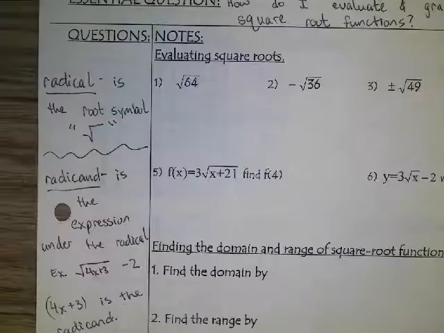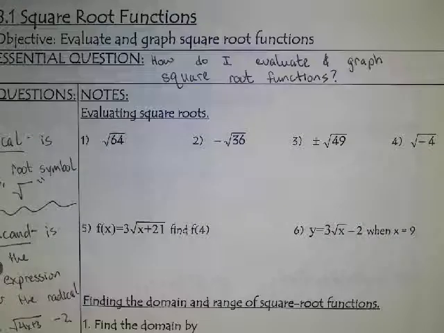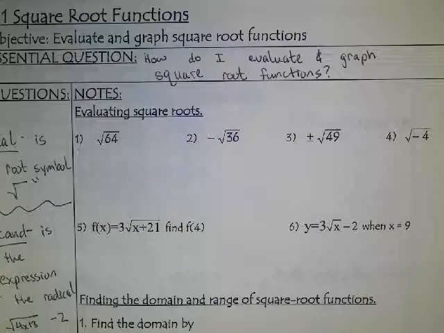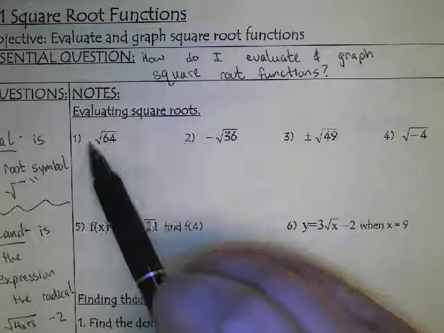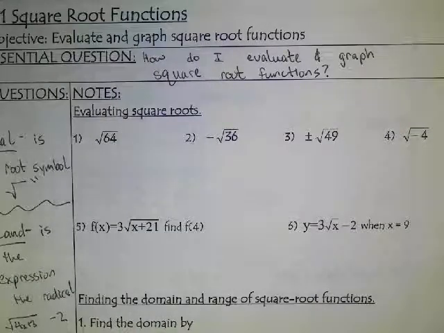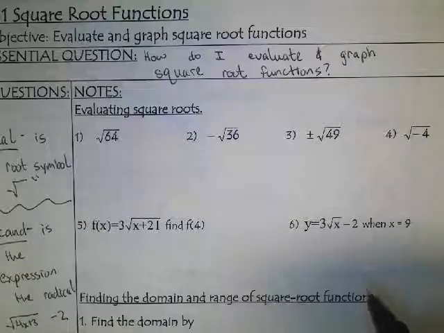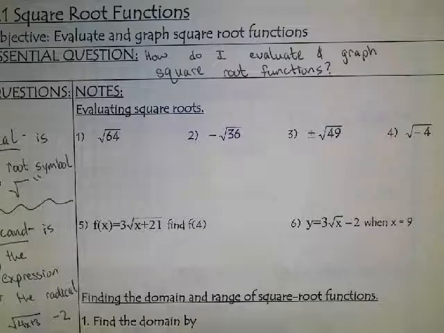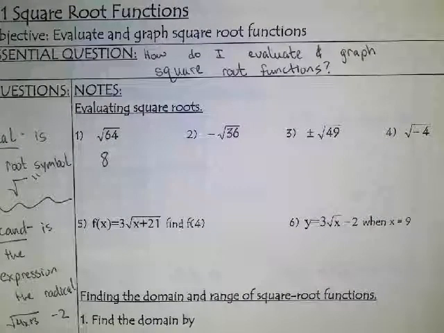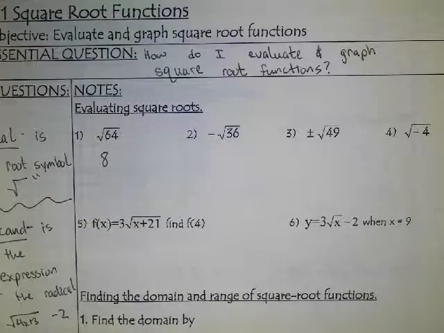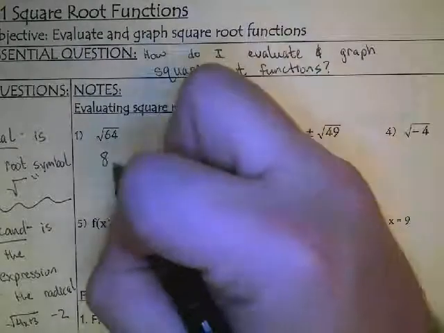Okay. Now that we have those definitions, let's dive in. So I have the square root of 64. 64 is my radicand underneath my radical symbol. When I think of the square root, I'm trying to find a number that multiplies by itself to equal 64. Well, we have 8. But there's another number that can do that as well. What number multiplied by itself equals 64? Well, we could have negative 8.